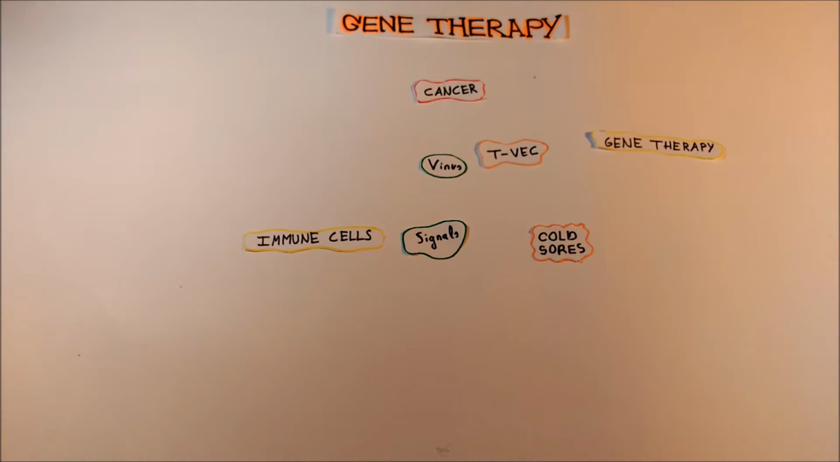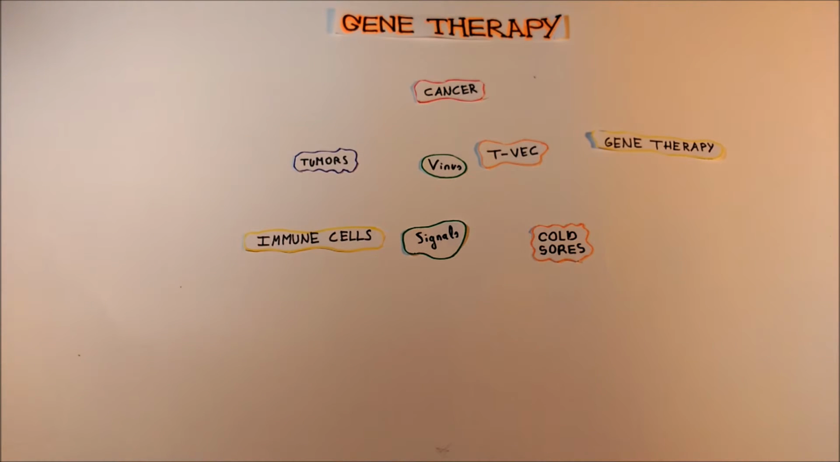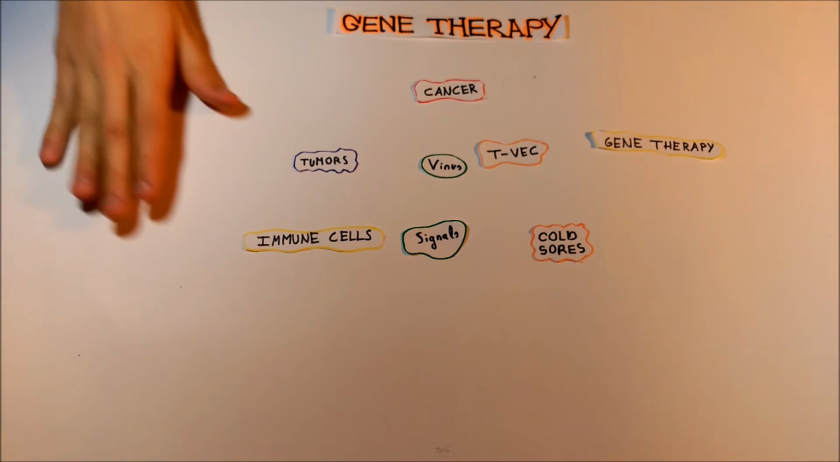The virus is injected directly into the patient's tumors. It replicates, makes more of itself, inside the cancer cells until they burst, releasing more viruses that can infect additional cancer cells.